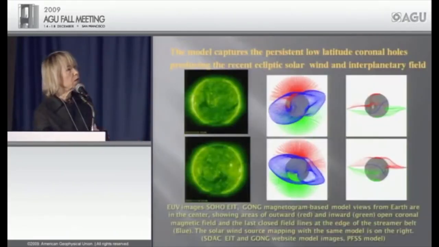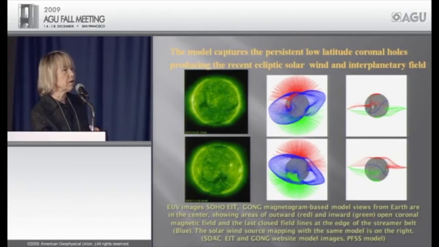And we've been able to do this with these potential field source surface models, which are based on GONG magnetograms, and you can find them on the GONG website on a regular basis if you wonder where today's solar wind is coming from. You can see on the far right that the sources of ecliptic wind from this period, where we've had the low latitude coronal holes, are decidedly low and mid latitude. It's not coming from the polar regions.